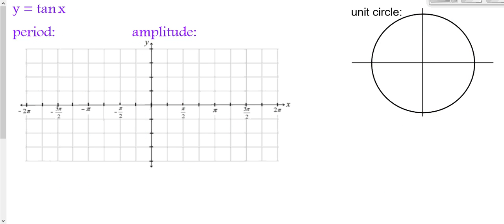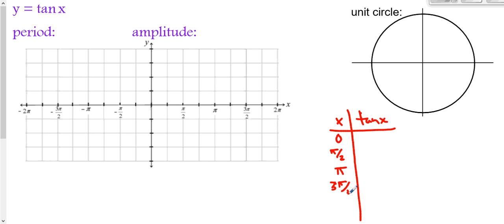Let's take a look at the tangent graph. So let's start the same way. We're going to find some points to plot. Let's do 0, pi over 2, pi, 3 pi over 2, and 2 pi. Okay, so pause if you need to, draw your graph, get everything labeled and ready to go.